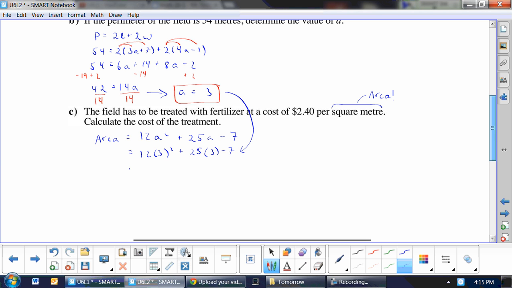Then from here, that's 12 times 9 plus 75 minus 7. So area is equal to 176 meters squared. Now that we found our area, we have to figure out the cost, which is $2.40 per square meter. So cost is $2.40 per square meter times 176 meters squared, and we get the cost is $422.40.